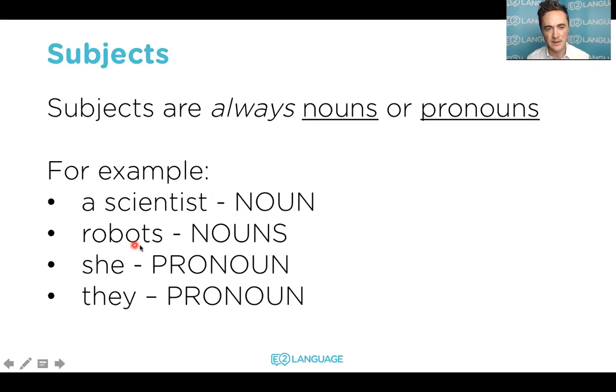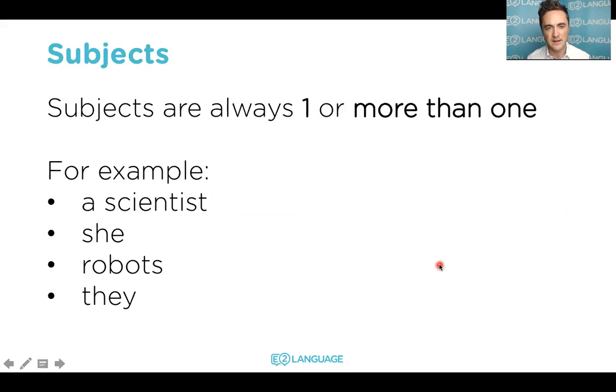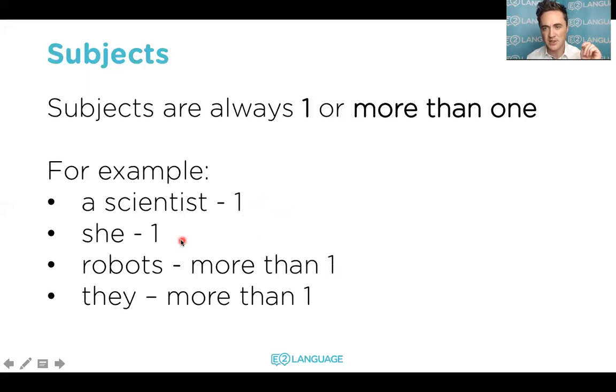There we go. We've got a noun. We've got nouns, plural, she and they, pronoun. Okay? And subjects are always one or more than one. A scientist, she, robots, they. So hidden inside this word is meaning of whether it's one or more than one, right? So a scientist is one. She refers to one girl. Robots refers to more than one. And they refers to more than one. We do this in English. Some languages do it differently. English just does one or more than one, right?